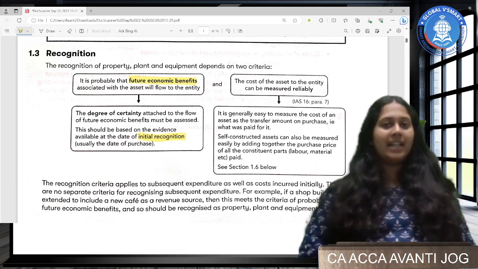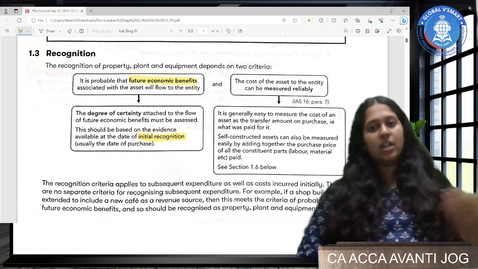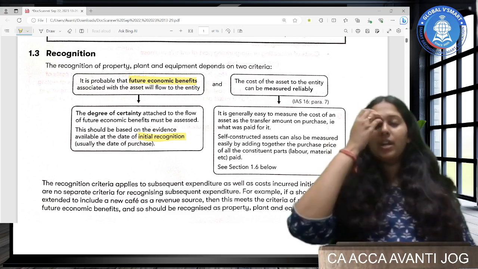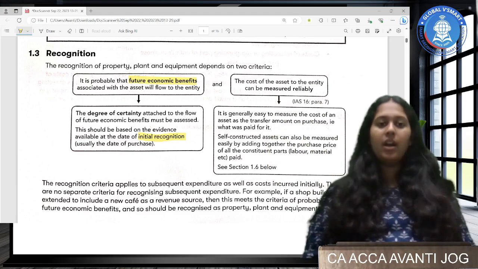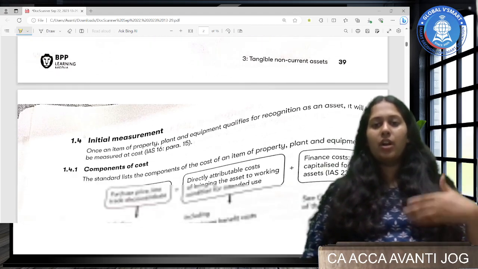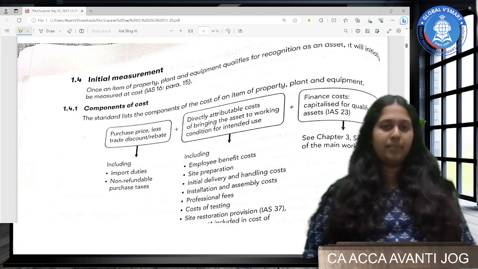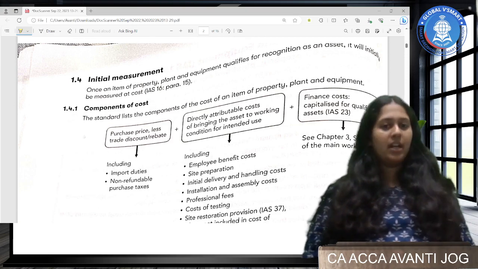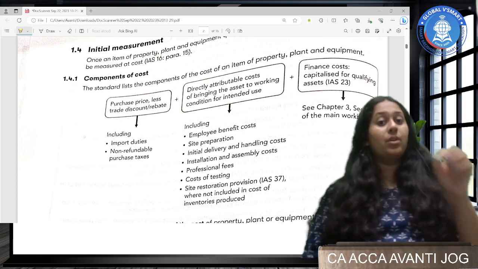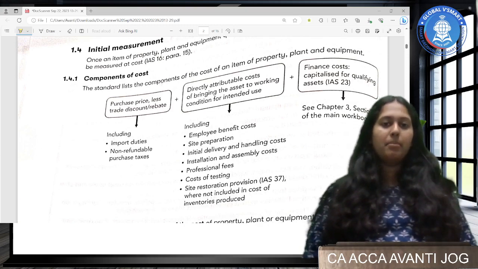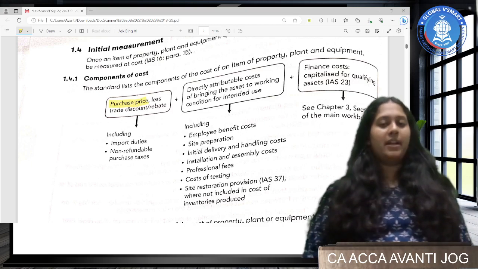So while we are buying the asset, whatever consideration we have paid is the cost of the asset. For self-constructed assets, it is the total of all the costs that you have incurred for that asset. We're going to dive into cost measurement in more detail here. Initial measurement: what all is included in the cost of the asset and what all is not included? Purchase price, that is obviously the payment upfront done to the supplier, right?